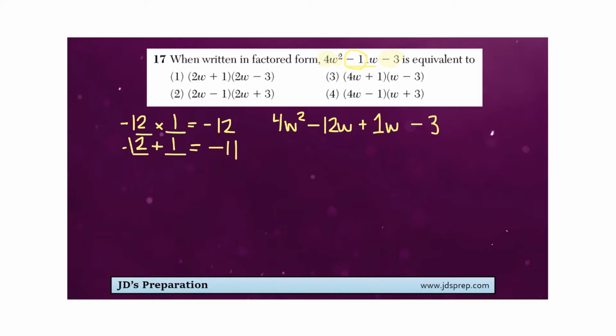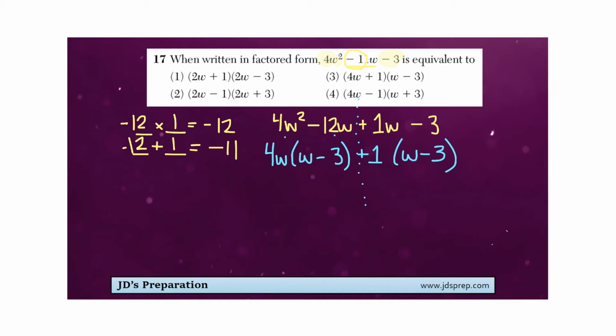Okay, now the reason we did that is so we can find a common factor in each of the two halves of this expression. So 4w squared and -12w both have a common factor of 4w. And then we can factor that out, and what will be left is w minus 3. Then over here, 1w and -3, we can't really factor anything. We'll just put the 1 out front, and then in brackets, we'll have the w minus 3.